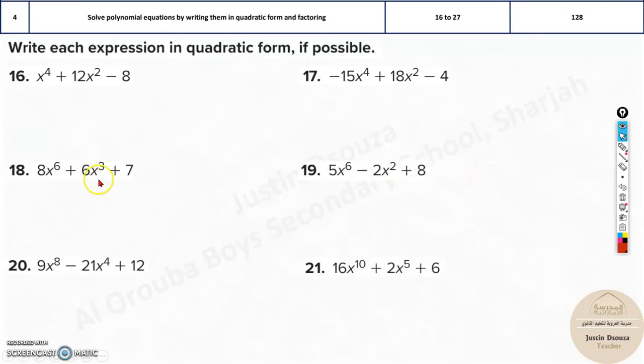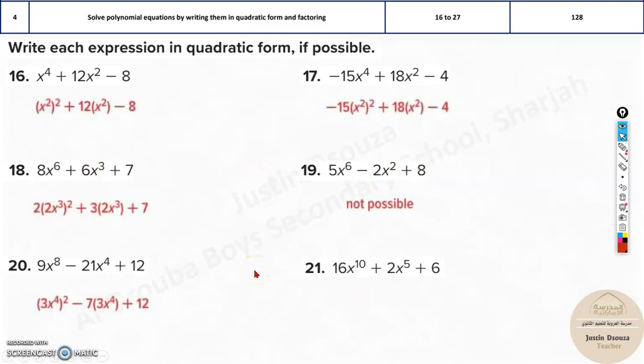Same way, do solve these questions by yourself and then check the answers. There's one more method which I told you initially to check, the shortcut method. All you need to do is solve this. Now, for example, negative 15 is outside, x to the power 4. Simplify this. 18 over here, x squared minus 4.